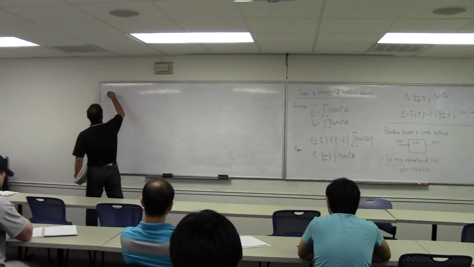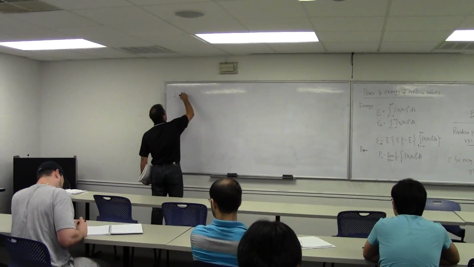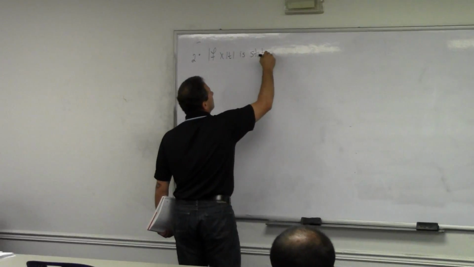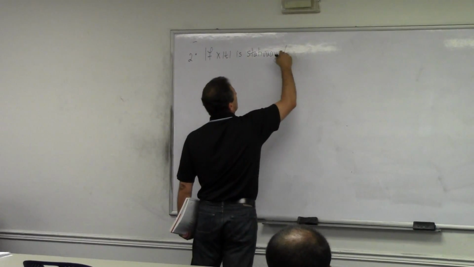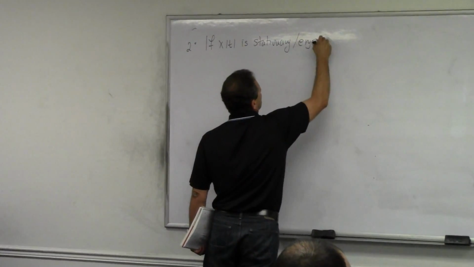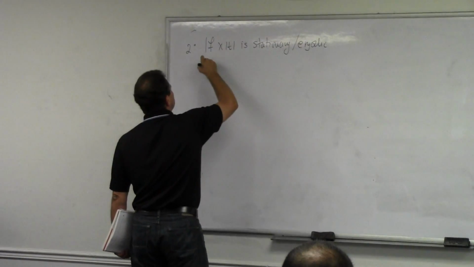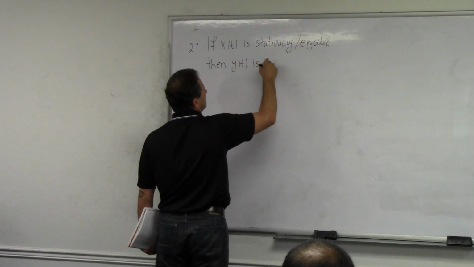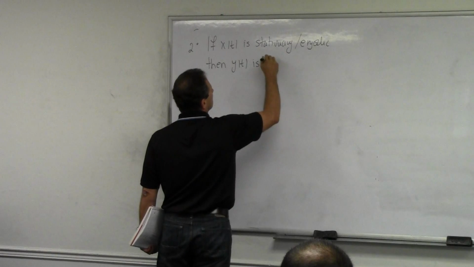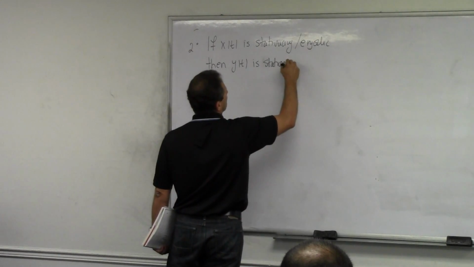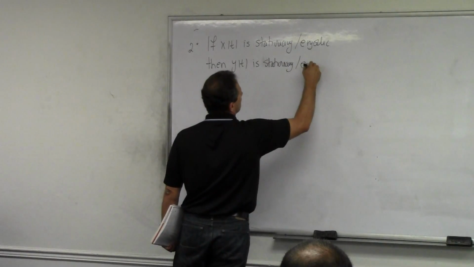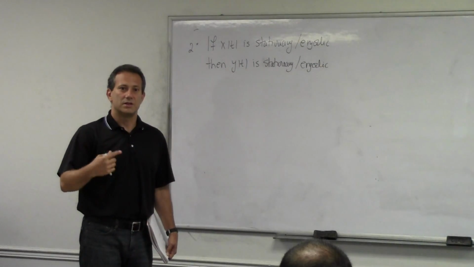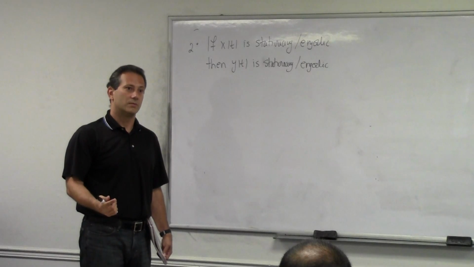The second result is if x of t is stationary, or even more so ergodic, then y of t is stationary/ergodic. The linear time invariant system cannot change stationarity or ergodicity of the process.